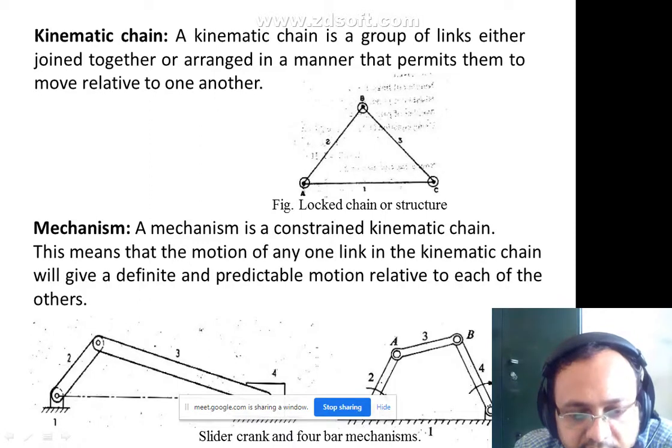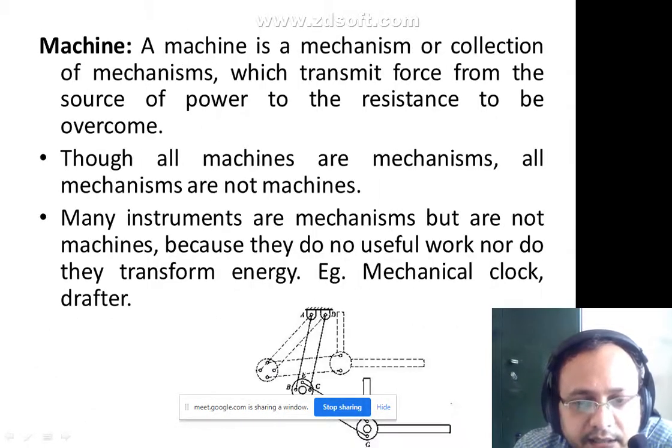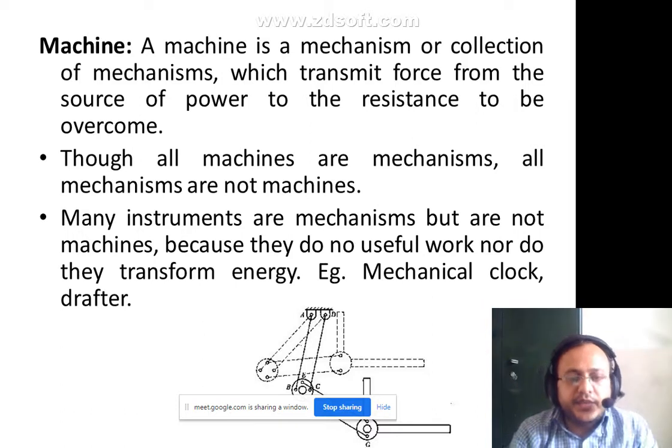Whereas in these mechanisms, two examples are shown here, and it will move only along the specified path. Link 2 is going to rotate from here, 3 is going to oscillate, and again 4 is going to have the translation motion. Whereas here 2 and 4 have rotary motions. So this is regarding the mechanism. Then how is it different from a machine?